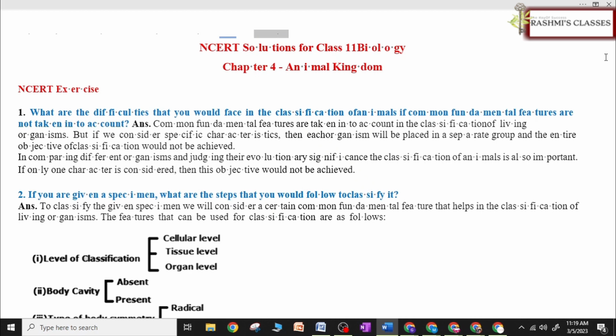Let's get started. NCERT solutions for Class 11 Biology, Chapter 4, Animal Kingdom. NCERT exercise.